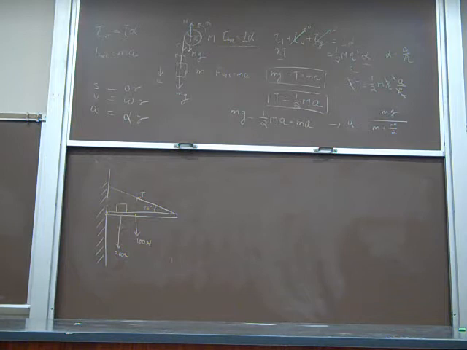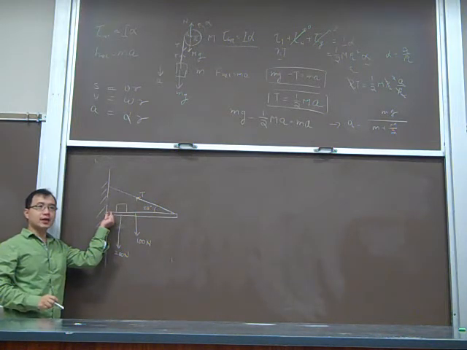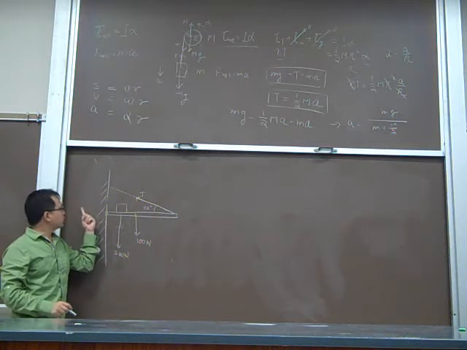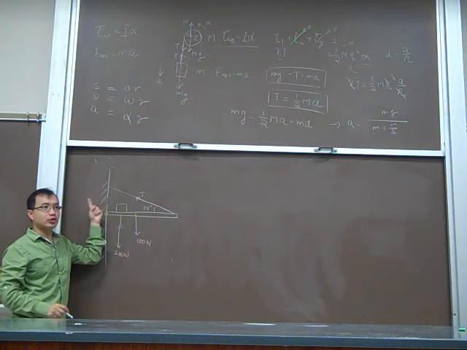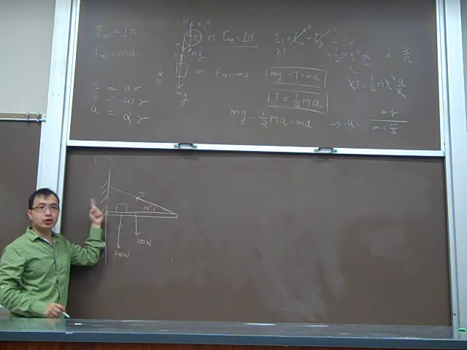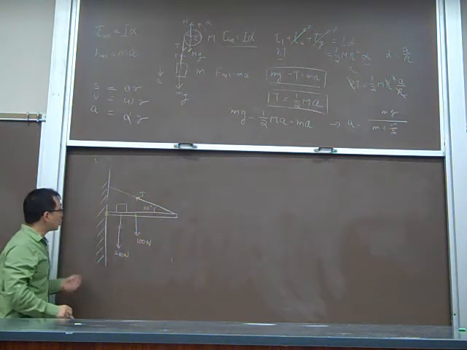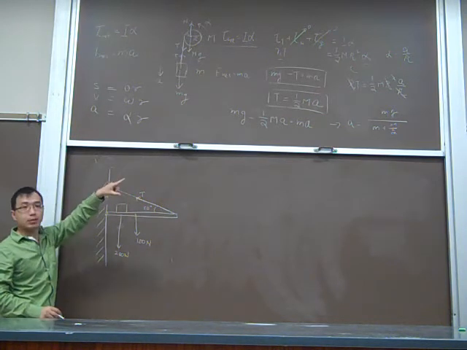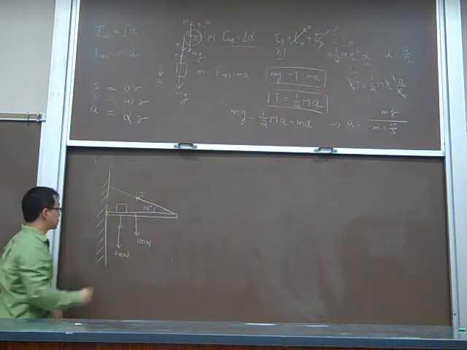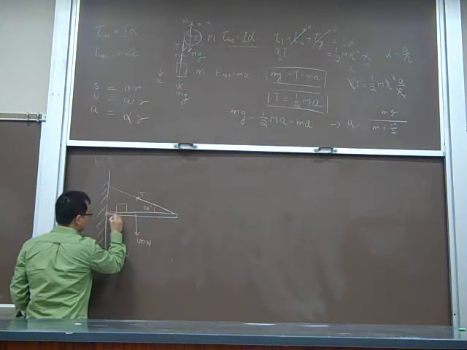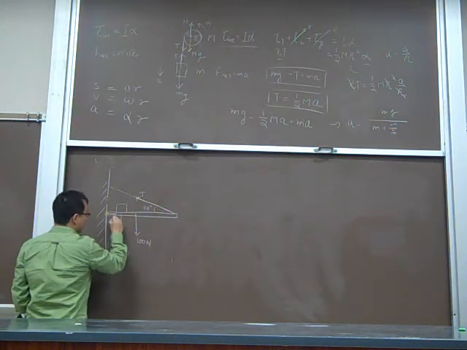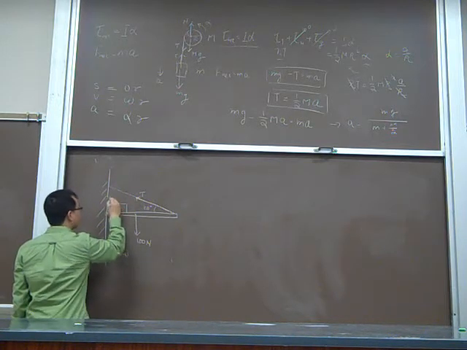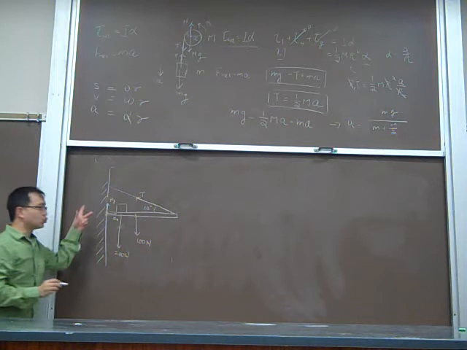Okay. And also you have the supporting force at the hinge. This force, in general, should be in some arbitrary direction. Okay. It may not be vertical or horizontal. So this force will have both x and y components. We need to calculate both. So let's call this nx, and this one ny. So in general, it may have two components.